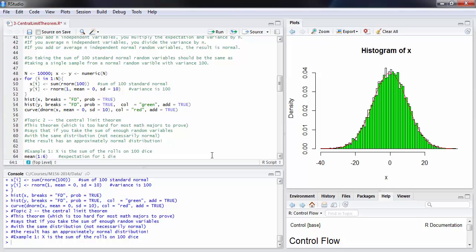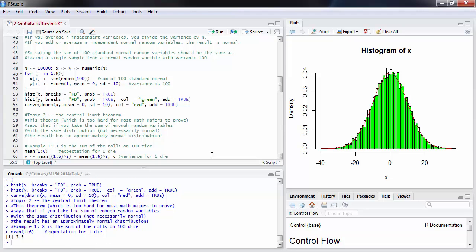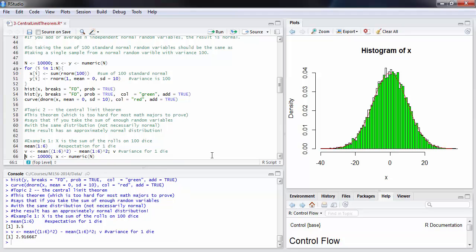The roll of one die is equally likely to produce the numbers 1, 2, 3, 4, 5, and 6. And if I take the expectation of that, I get the average of the numbers 1 through 6, which is 3.5. If I take the mean of the square minus the square of the mean, I get the variance, which is a little bit less than 3.